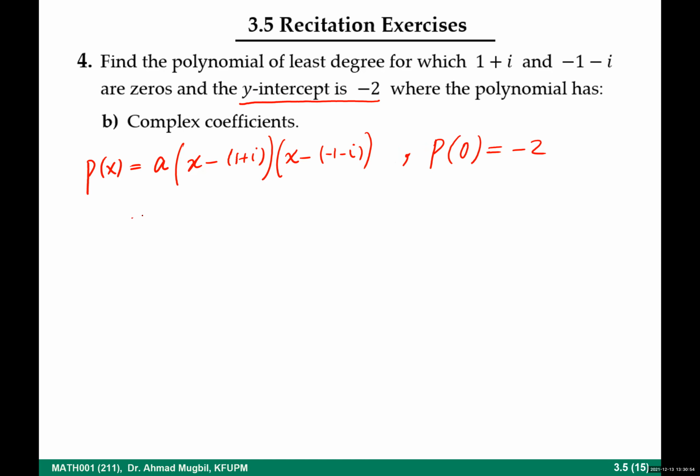How to continue now? I see some of you are stuck with the product. You need to do it smartly. This is minus 1 plus i. This will be x plus 1 plus i. Do you notice that? Take negative 1 as a common factor. Now this is a difference of squares: x squared minus 1 plus i all squared.